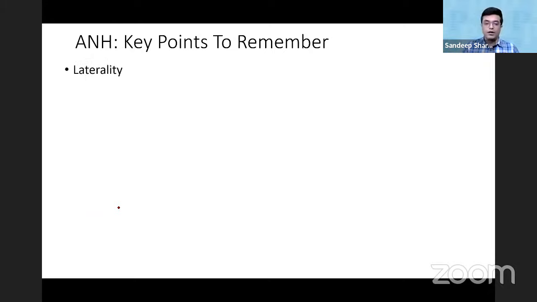Now, what about laterality? In how many cases is antenatal hydronephrosis unilateral, and in how many is it bilateral? You will find that unilateral is more common. It is present in about 65 to 70% of cases. So in 65 to 70% of cases, you will find that these patients have unilateral hydronephrosis.